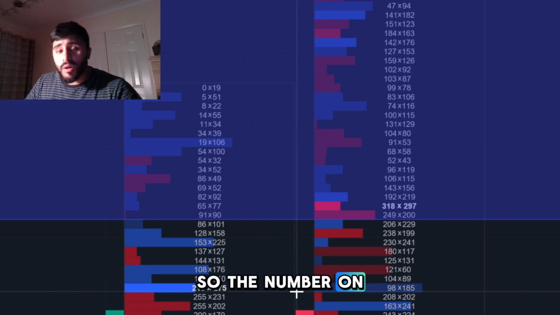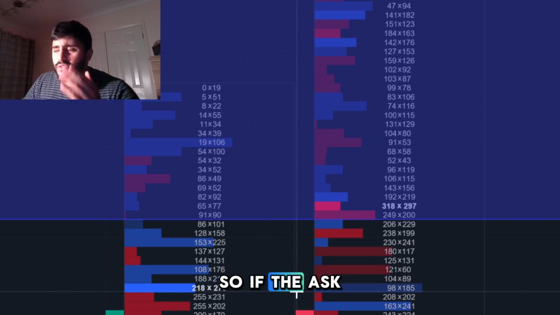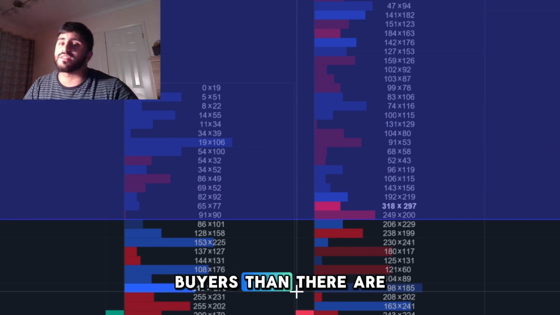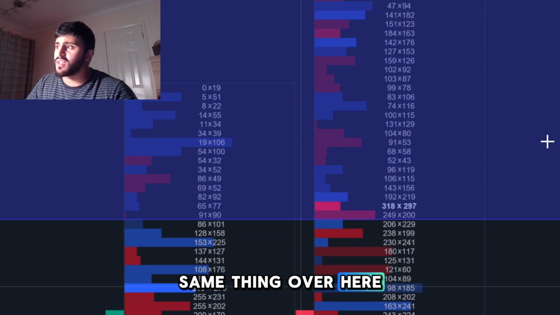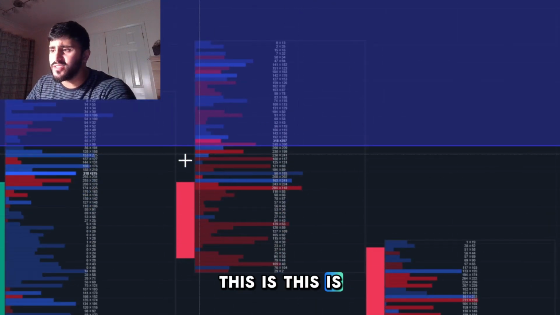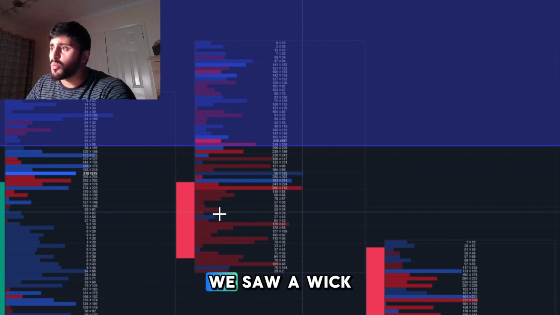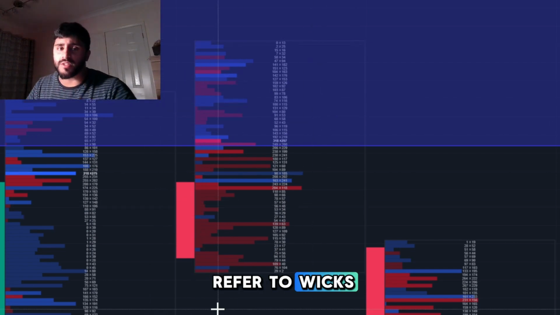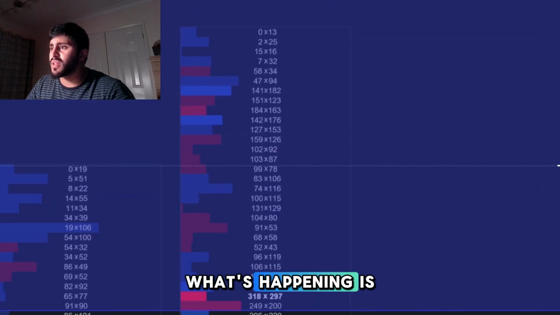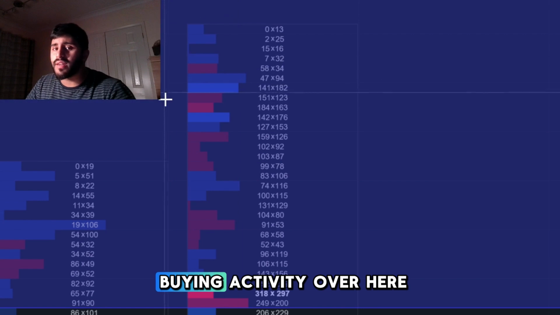The number on the right is the ask. If the ask is greater than the bid, that means there are more aggressive buyers than there are aggressive sellers. Same thing over here. This is what's super interesting. Even though we had a red candle, we saw a wick. A lot of people refer to wicks, but have no idea how to read them. When you read wicks like this in particular, you can see some buying activity over here.